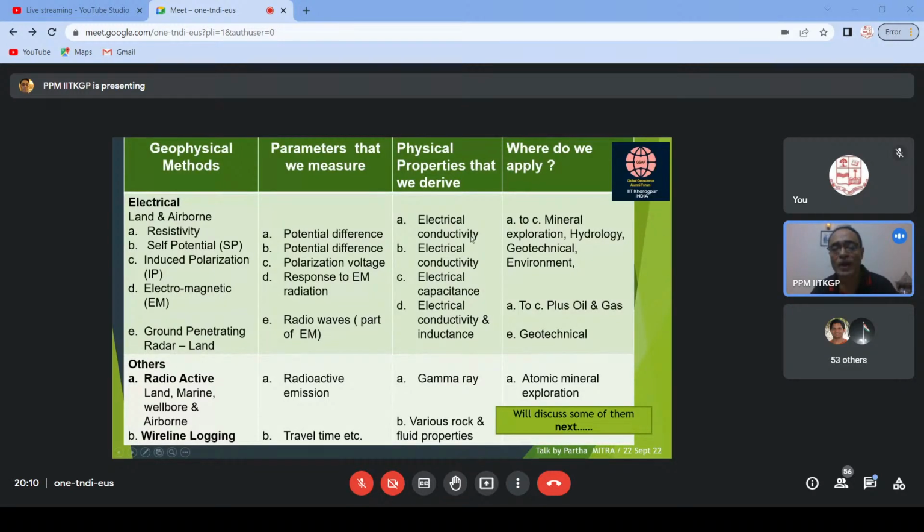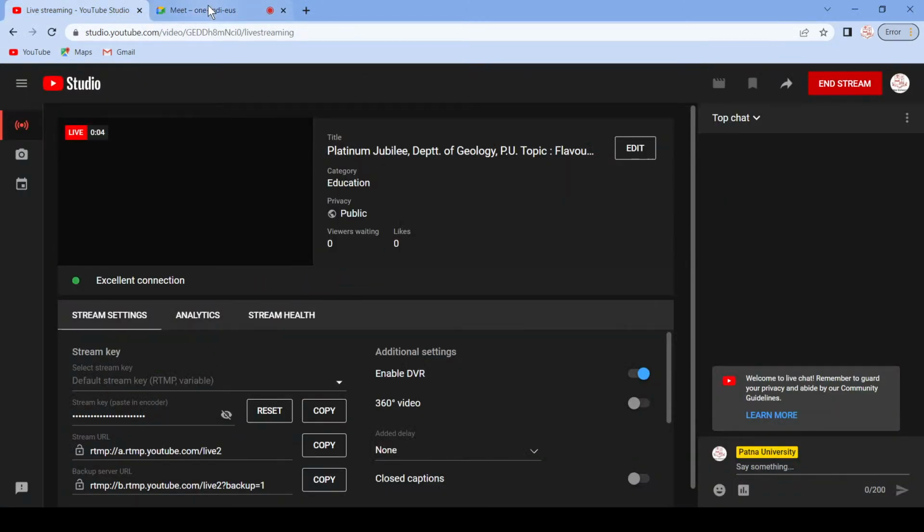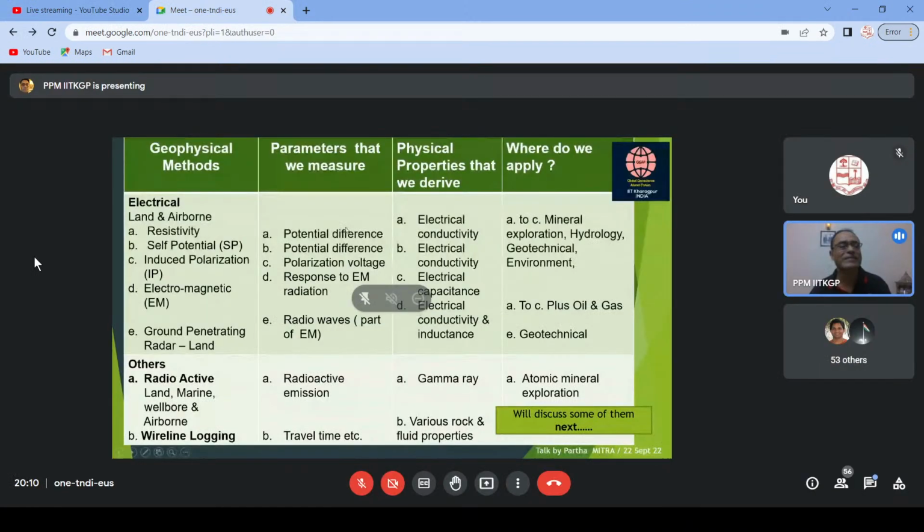Conductivity. Okay, so if it is electrical conductivity, where will you apply? Probably in mineral exploration, hydrology. Okay, now let's see what it is. What is electrical? A very, very simple method.